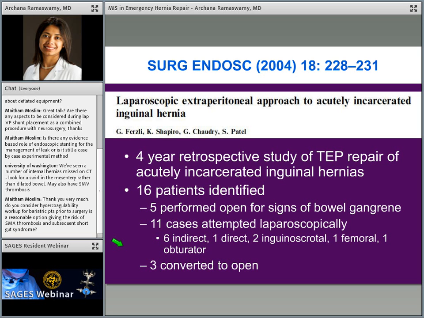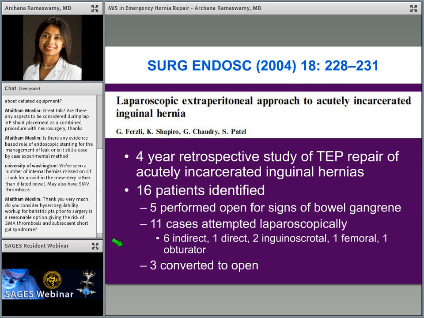This is a consensus conference of the European Association of Endoscopic Surgeons. I think the only thing here is that they looked at all of the evidence, and it was a grade C recommendation, which said that open is standard, but laparoscopy may be considered in appropriate patients.